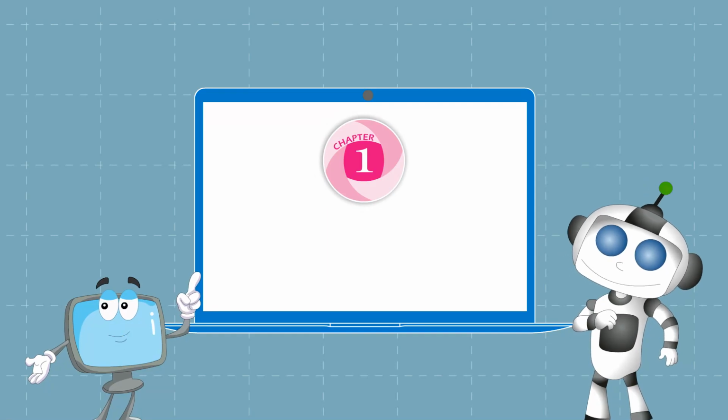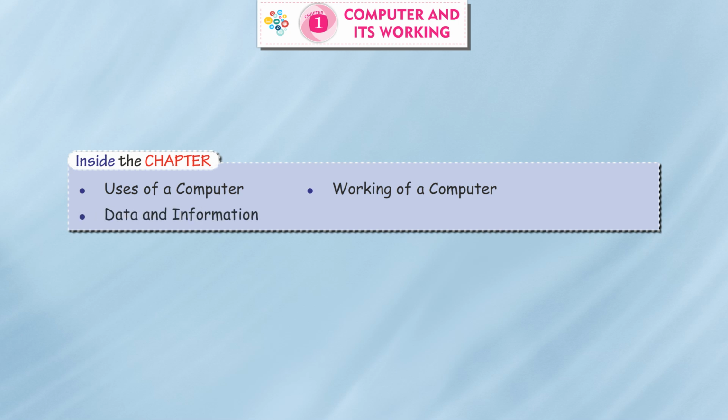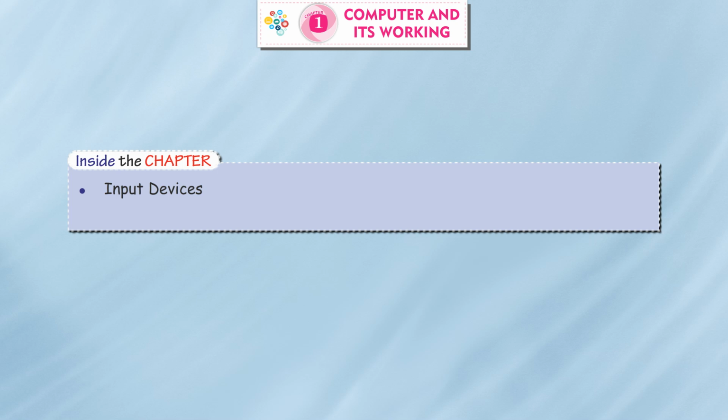Chapter 1. Computer and its working. Inside the chapter: Uses of a computer. Working of a computer. Data and information. CPU. Input devices. Output devices. Advantages and disadvantages of computer.